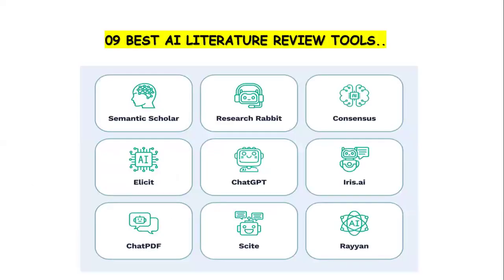So these are some literature review tools which I will discuss here. There are lots of others as well, but these are some very common tools which are being used nowadays by researchers. First one is Semantic Scholar, ResearchRabbit, Consensus, Elicit AI, ChatGPT, Iris AI, ChatPDF, Cite, and Ryan. ठीक है?